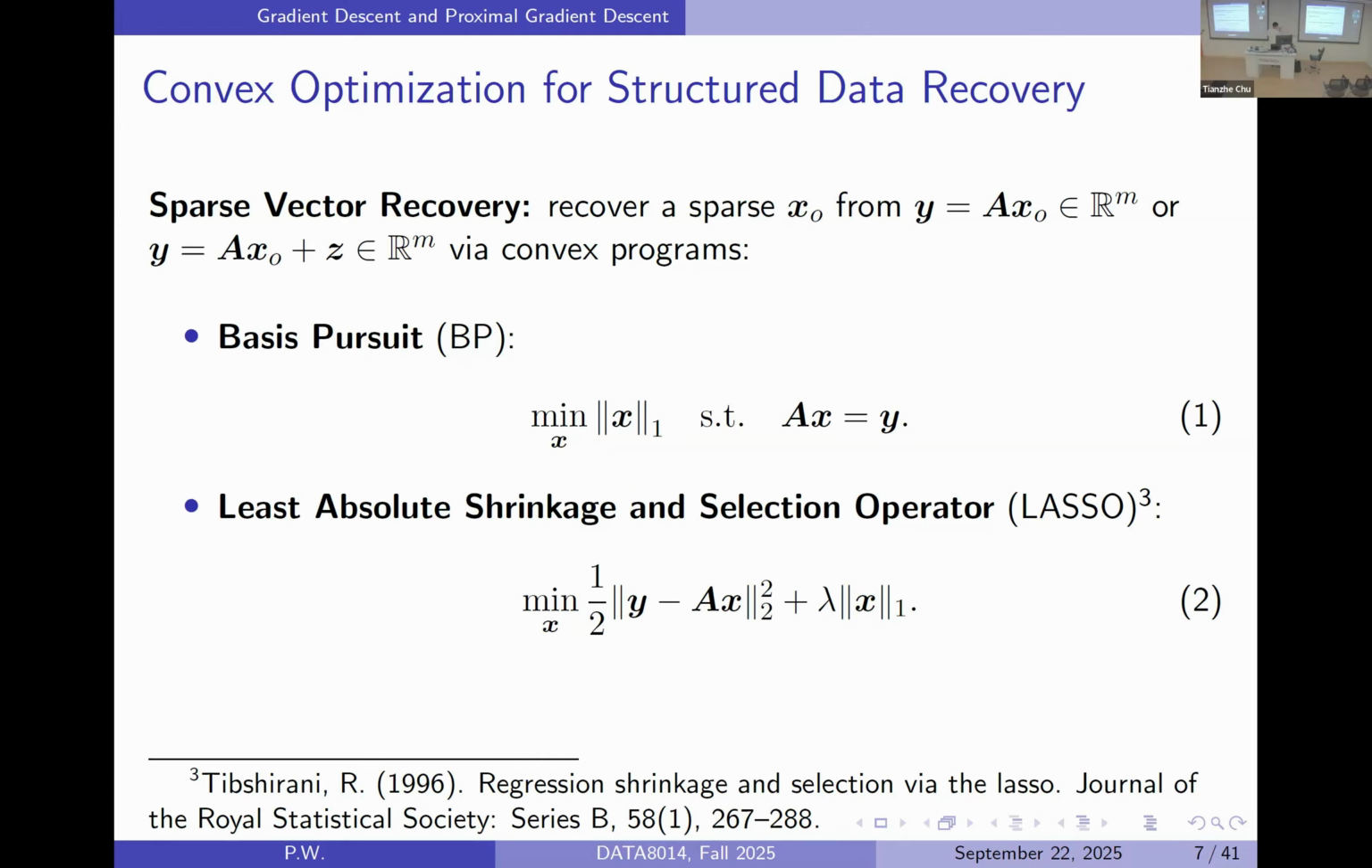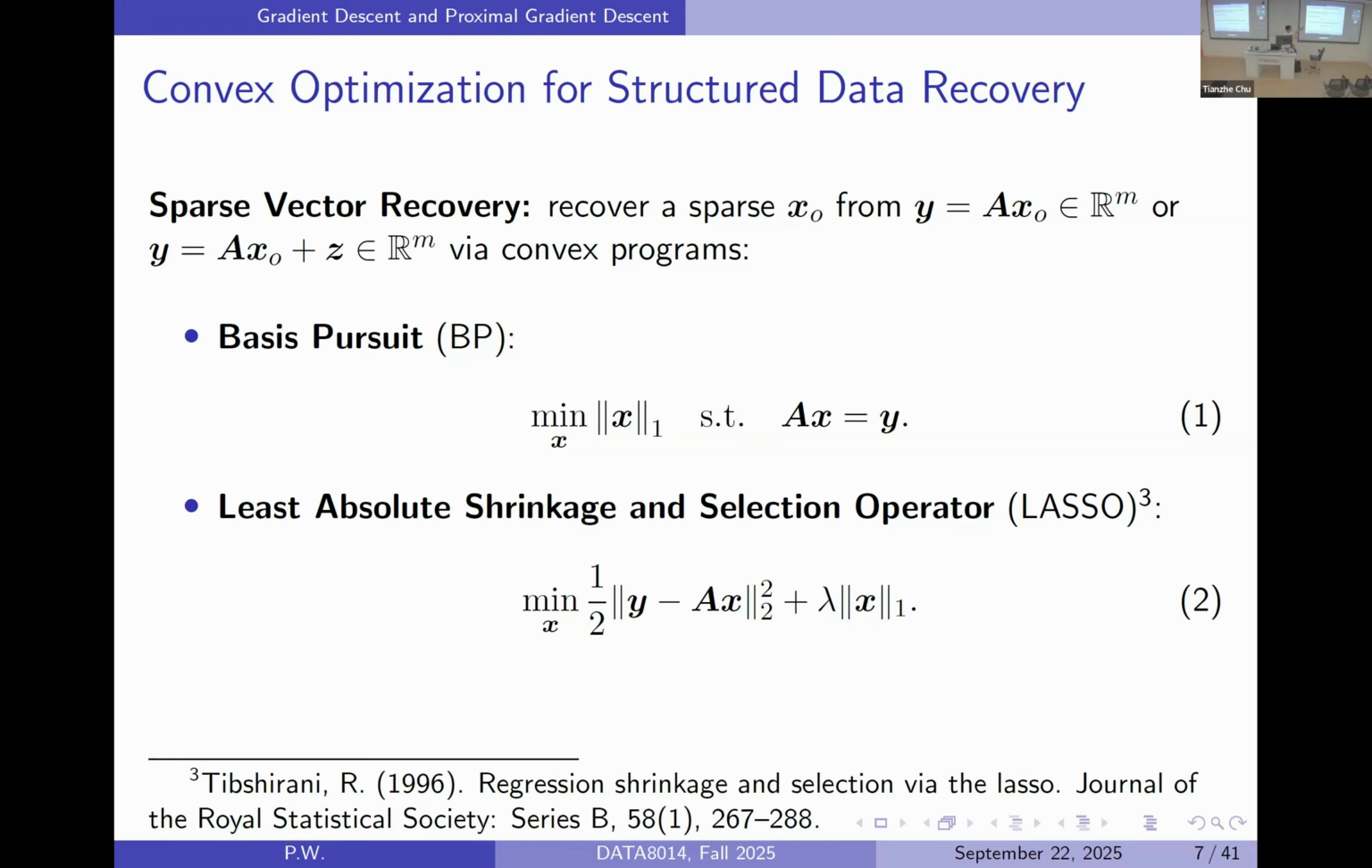That is, we only have observed this y, right? And also this A is known. Then our goal is to recover this x0 from the observed samples. And in another setting, we have some noise. The observed y is the noisy version, not the clean version. And for the first case, y equals A x0, we can use this formulation, basis pursuit, to recover the ground truth x0, right?